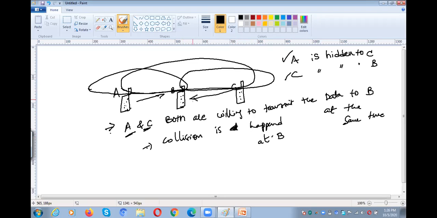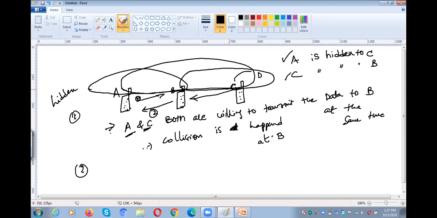How can we solve this hidden problem? This is the first problem, the hidden problem. What is the next problem? With the same diagram, for example, B is willing to transmit the data to A, and C is willing to transmit the data to some other node D. A is on this side and D is on this side. But C is exposed because of B, because B is in the transmission range of C.